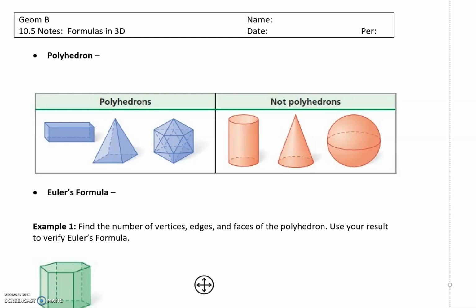Okay, today we're going to talk about polyhedra, polyhedron, and some formulas we can use that work with three-dimensional shapes. So first off, what is a polyhedron and how does that differ from a prism, pyramid, and all that? A polyhedron is a shape that's formed by four or more polygons that intersect at their edges, and these don't have to be the same type of polygon.